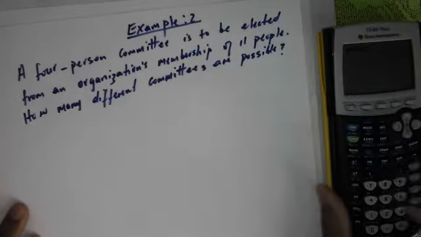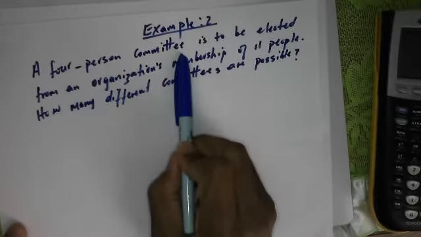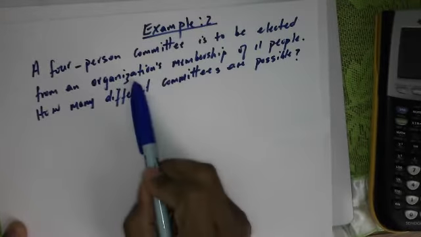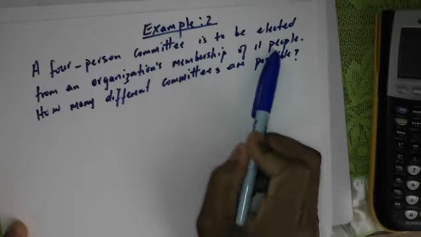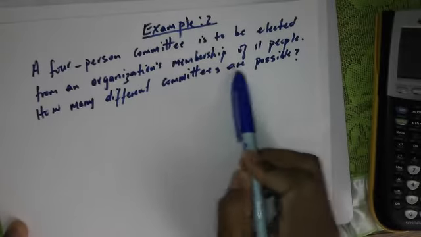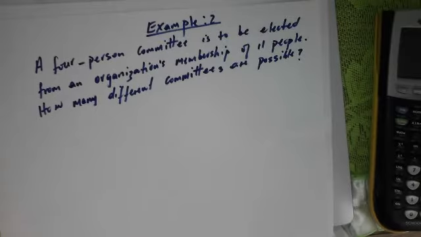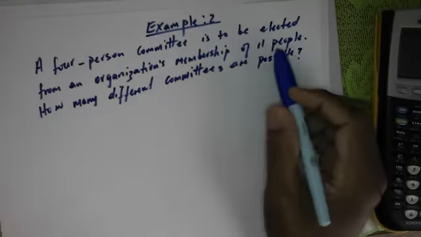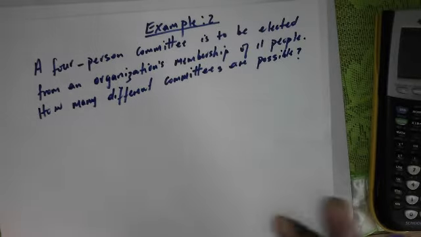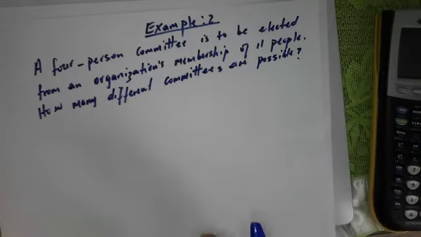Let's look at example 2. Example 2 says a 4-person committee is to be elected from an organization's membership of 11 people. How many different committees are possible? Now, did they mention that the 4 people that will be selected will have different roles? You'll have like the president, vice president, or no, they did not mention that. They're just saying that they need 4 people out of 11 people. So it doesn't matter. It's like you would have a class of 10 students and you're just selecting 4 to do something for you. It doesn't matter if it's a boy or girl.